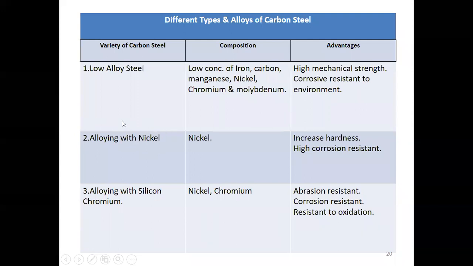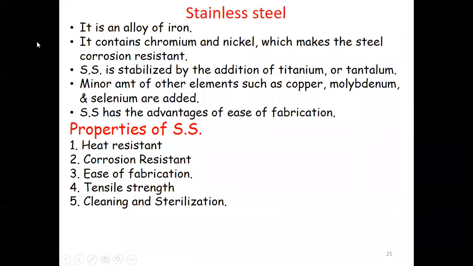Next is alloying with nickel. Composition: it contains nickel. This increases the hardness and also increases the corrosion resistance. The third alloy is alloying with silicon chromium. Here nickel and chromium are added into this carbon steel. It becomes abrasion resistant, corrosion resistant, and it also resists oxidation.